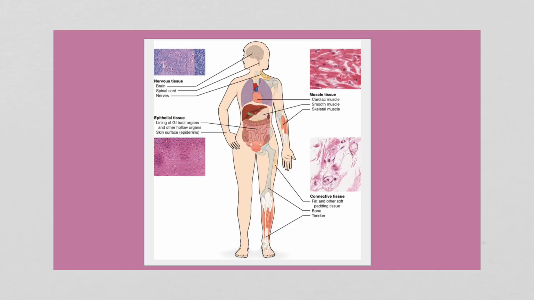Hi everyone. Today we're looking at tissues. All of our body's functions happen because of the way that different tissues work together. So we're going to look at the four main or primary tissue types and then look at how tissue repair works. The four primary tissue types are epithelial, connective, nervous, and muscle tissues.